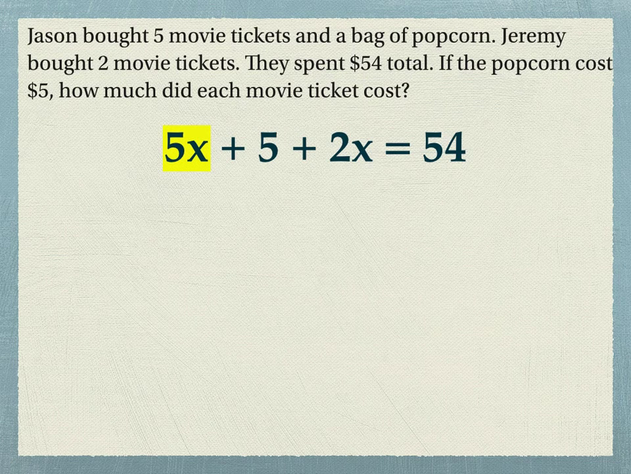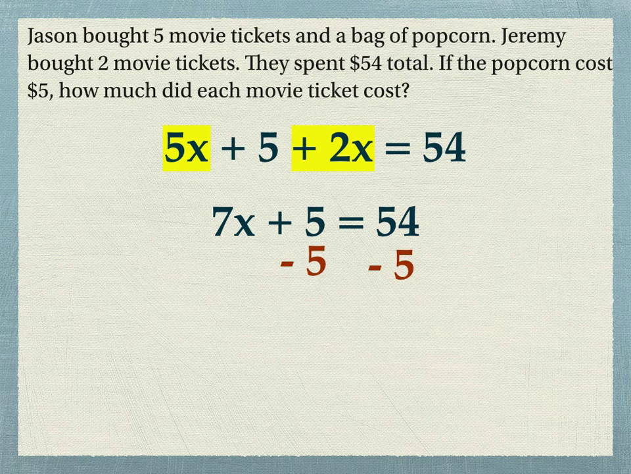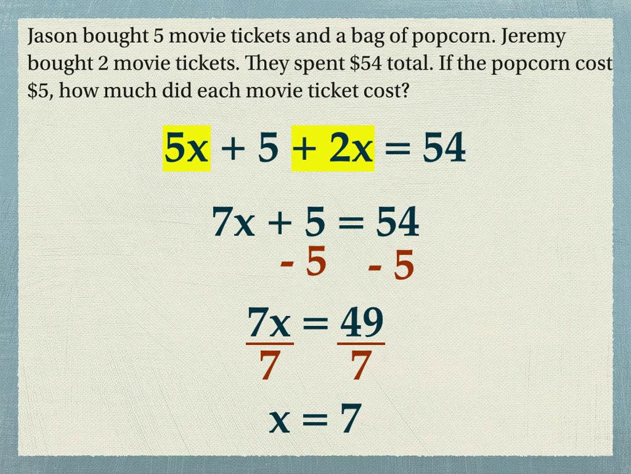We do have like terms in this problem. We have a 5x and a positive 2x. 5x plus 2x would give you 7x, plus 5 equals 54. Go ahead and subtract 5 from both sides using the subtraction property of equality, and we would get 7x equals 49. Divide both sides by 7, and you get x equals 7, which means that each movie ticket cost $7.